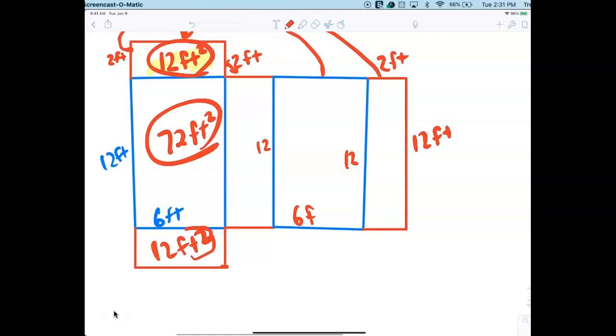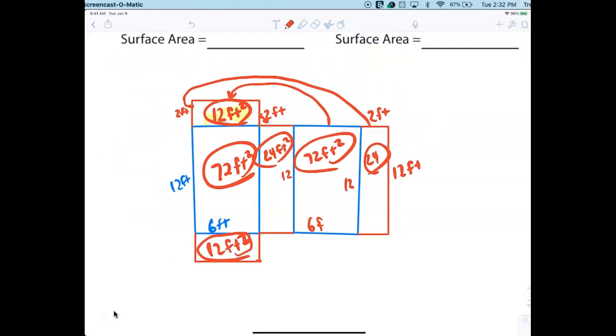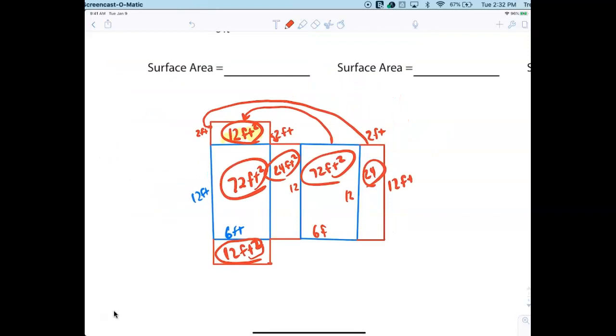All right. Now, the next one to the right would be what? 24 square feet. And then the one right next to that again would be 72 square feet. And the one right next to that would be what? 24 square feet. So now, how do I find the total surface area? All I would have to do is what? You add them up. All right, so everybody add them up for me real quick. And what did it come out to be? 216. Somebody said 216. Does everybody agree? All right, so the surface area would be 216 square feet. Is everybody okay with that?